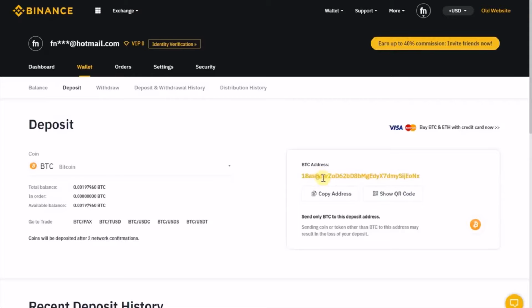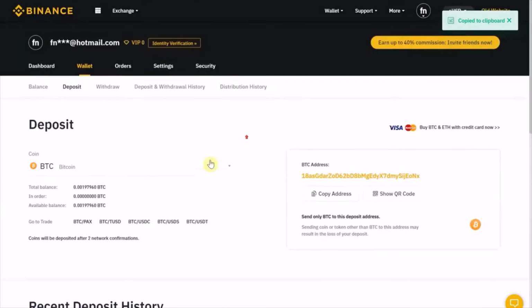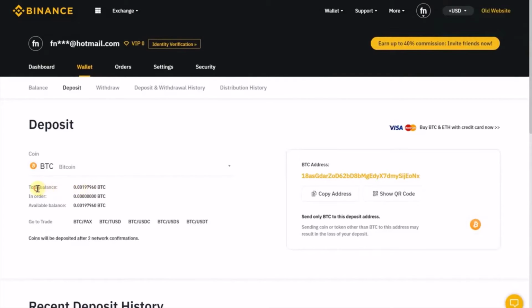Okay, so it's very easy. Just copy the address. On Coinbase, you select send to, and just paste this address. Okay. This way you can actually have some balance to start trading. That's the point of this video, right?